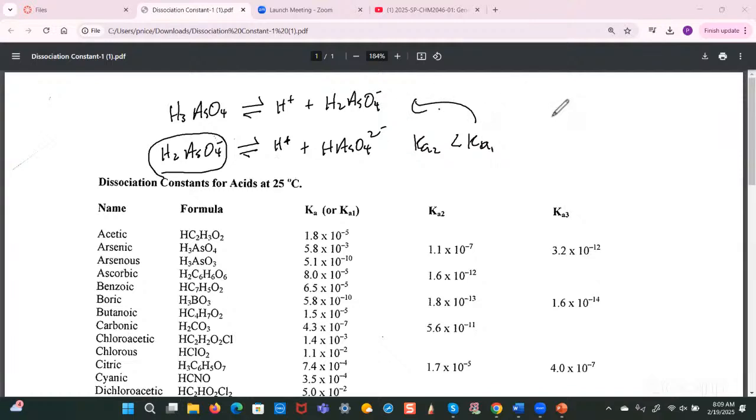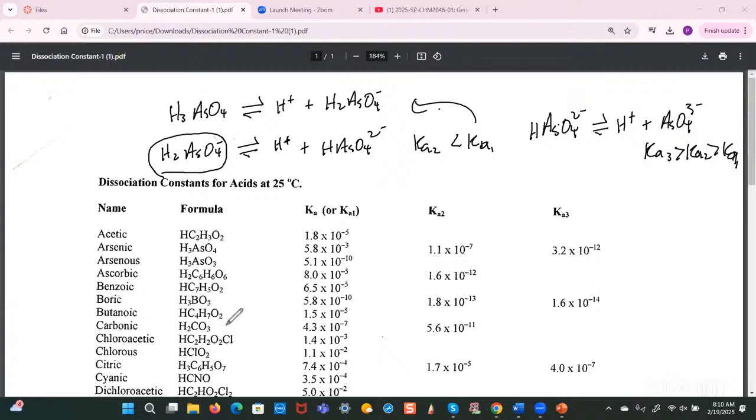And then when you get to the third dissociation, from HAsO4 2 minus, in order to remove the next hydrogen ion, you need even more energy, because now you're removing a positively charged hydrogen ion from something that has a 2 minus charge. The resulting structure would be AsO4 3 minus. The Ka3 value would be less than Ka2, which would be less than Ka1. This is the pattern that emerges when you compare the Ka values for the different dissociations of the same acid, if the acid has more than one hydrogen ion to lose.